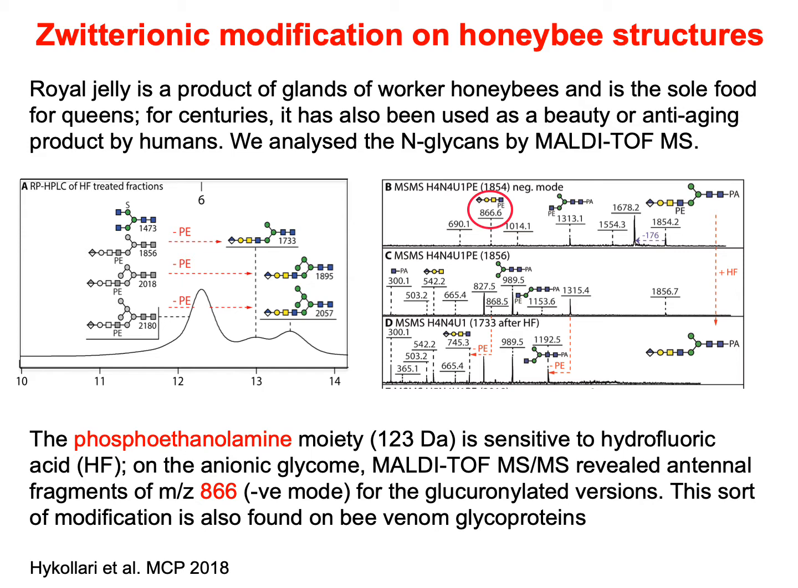Now we analyzed the N-glycans by offline MALDI-MS. Striking was the presence of phosphoethanolamine. This modification, which is 123 Daltons, is sensitive to hydrofluoric acid, and this sensitivity can be shown by shifts in HPLC retention time or in the MSMS fragmentation pattern. Some glycans contained phosphoethanolamine and glucuronic acid at the same time, and this gives rise to a fragment of 866 mass units.